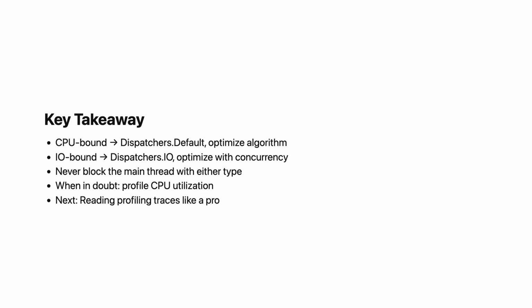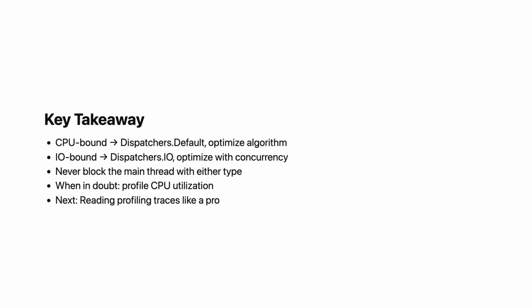Let me summarize with the framework I want you to carry forward. When your code is CPU-bound, transforming data, computing, parsing, use Dispatchers.Default, and optimize the algorithm if it is slow. When your code is I/O-bound, network, disk, database, use Dispatchers.IO, and optimize by issuing concurrent requests. Never block the main thread with either type of work. Use withContext to switch dispatchers as the nature of the work changes.